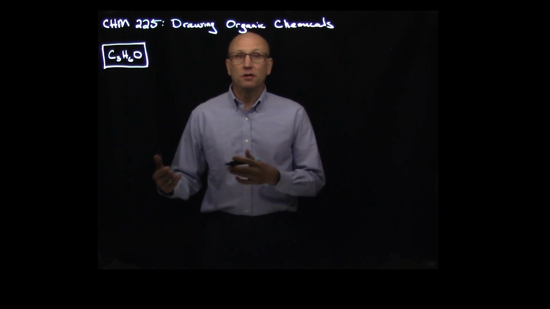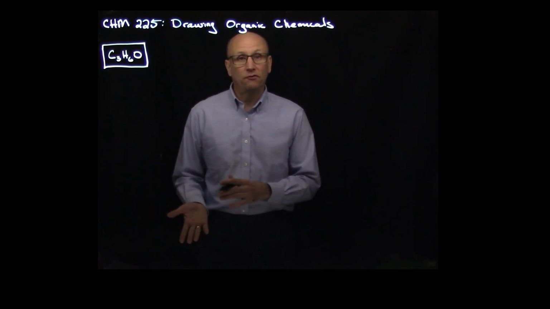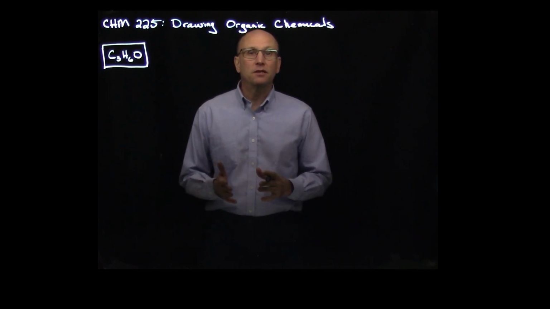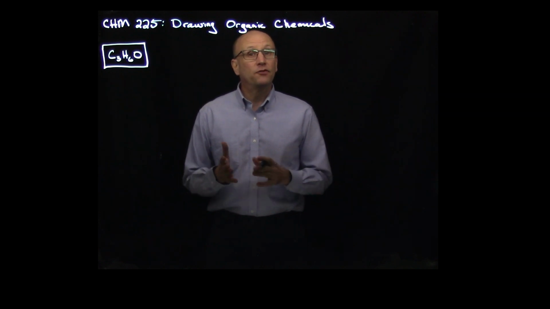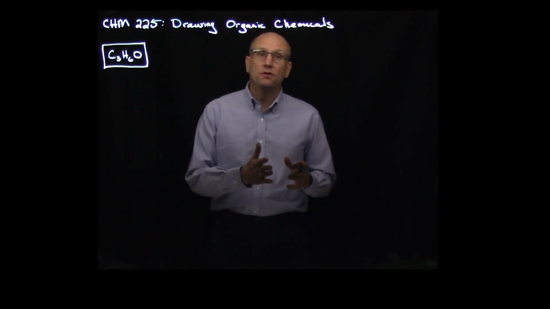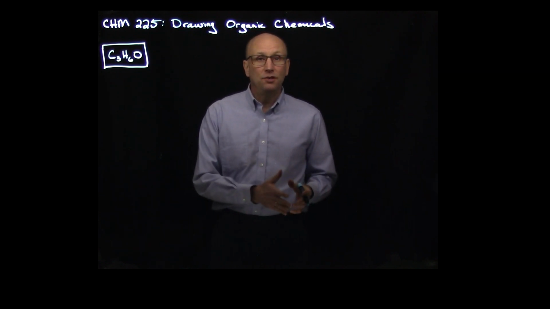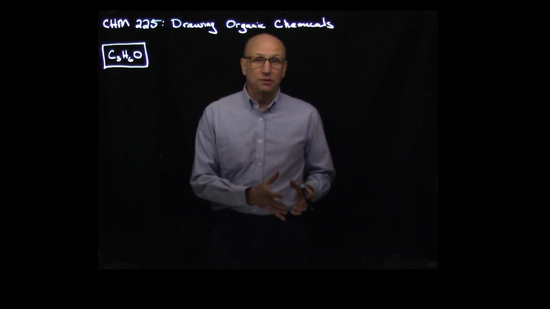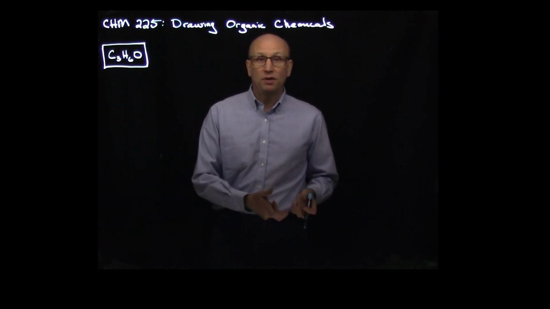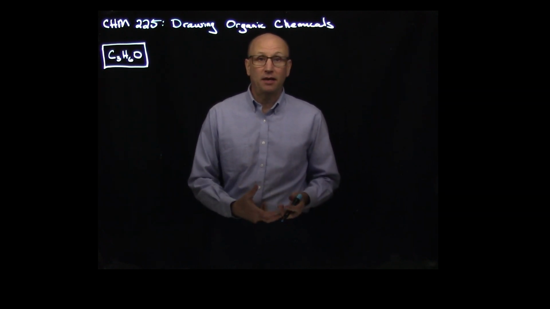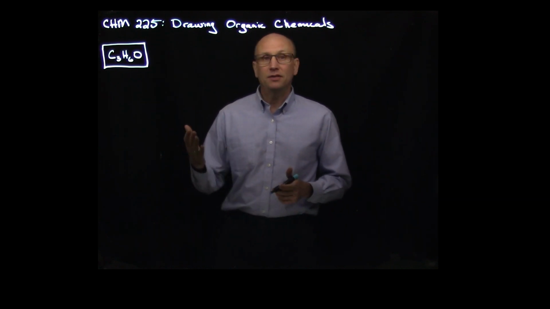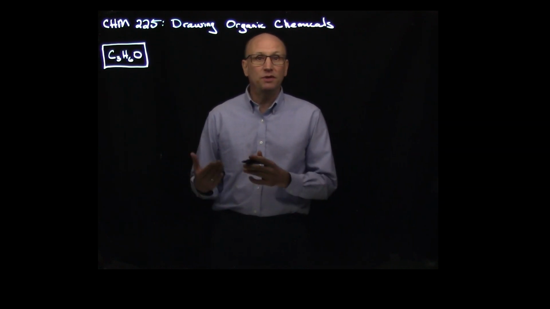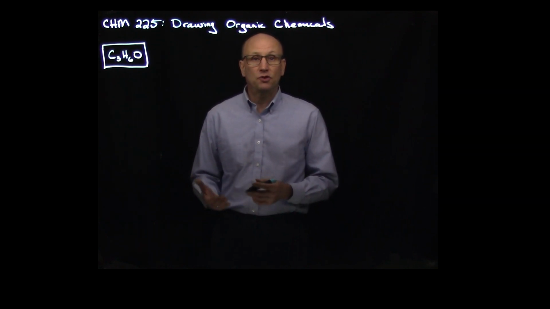First thing to do, I'm going to review. We're going to take this molecular formula and convert it into Lewis structures. And from Lewis structures, we're going to convert that into bond line drawings, probably the most important representation that we have in organic chemistry. So let's go ahead and start with some of the basic things we would do in drawing Lewis structures.